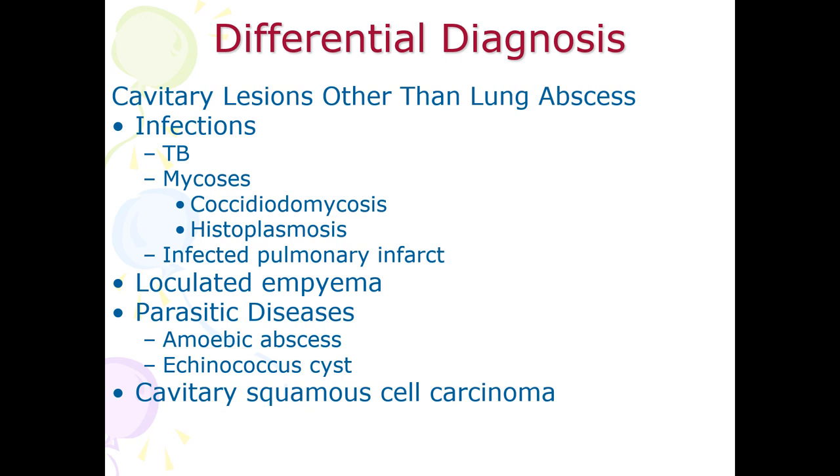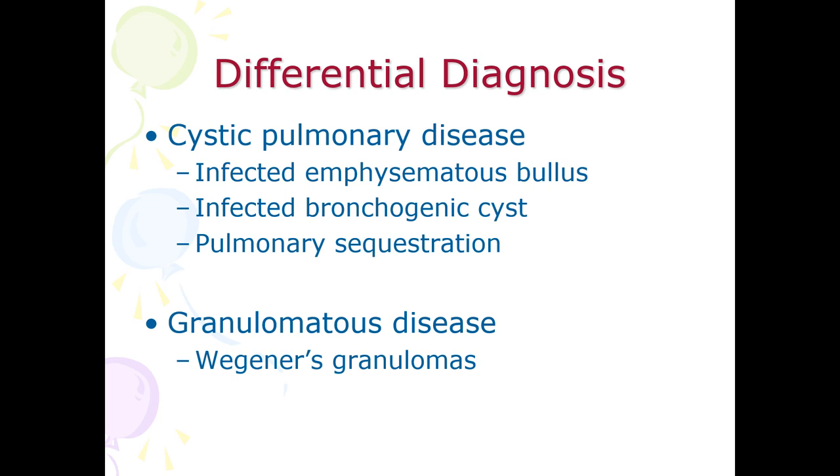Differential diagnosis, cavitary lesion other than lung abscess: infections like TB, mycosis, infected pulmonary infarct, infected area, loculated empyema, parasitic diseases, amoebic abscess, echinococcus cyst, hydatidiasis, cavitary squamous cell carcinoma, cystic pulmonary disease, infected emphysema bullae, infected bronchogenic cyst, pulmonary sequestration, granulomatous diseases like Wegener's granulomas.